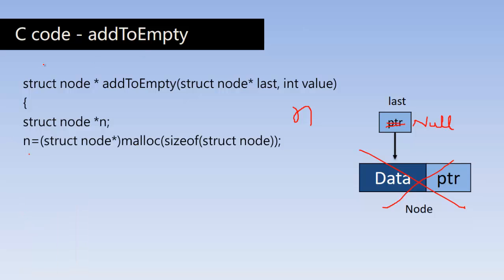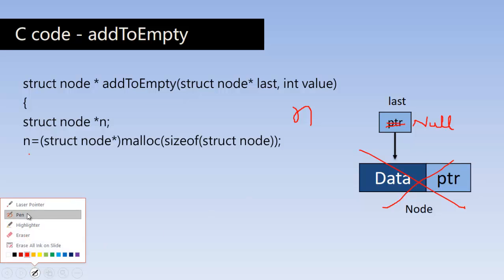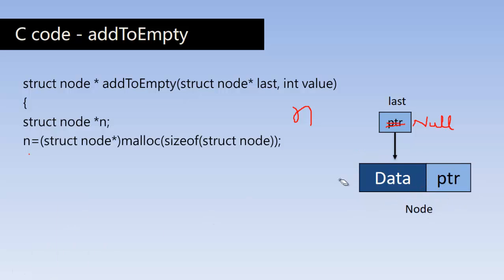And what's next? So n stores the address of the newly created node. Let us say suppose this has been created but not initialized. Okay, so this is ready now. So now I'll store the value inside n arrow data. That means here I'll store the value which I've taken from the createList function.